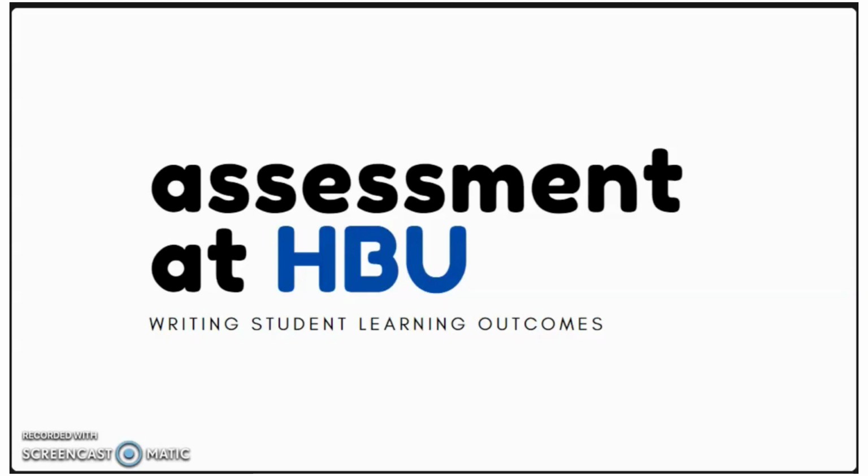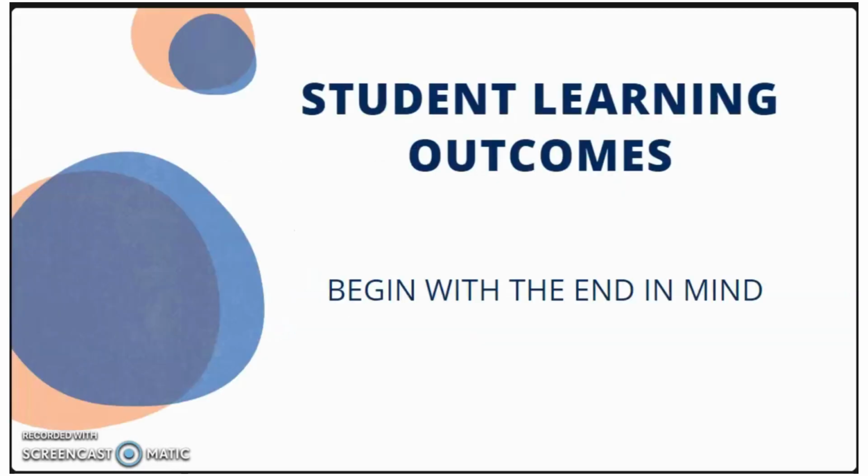As a university, there are certain promises that we make to students. When it comes to our academic programs, one of these promises relates to what each student will be able to know, do, or think upon completing a specific program. These promises are called student learning outcomes. When writing student learning outcomes, we want to begin with the end in mind.